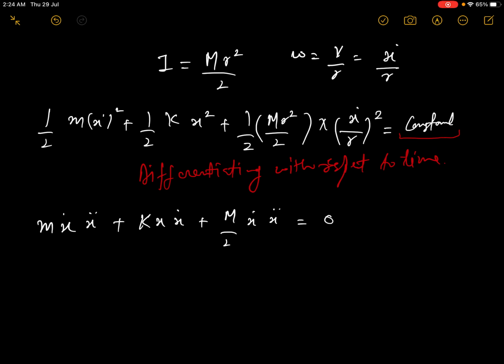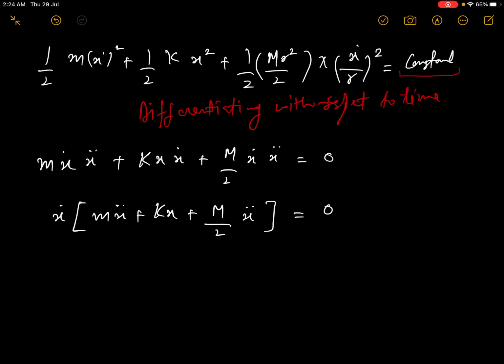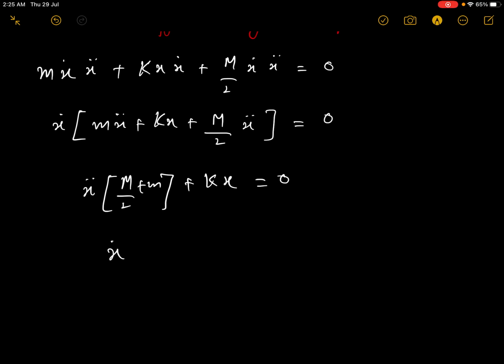So let's simplify it further. We'll take x dot out: m x double dot plus k x plus m by 2 x double dot equals 0. Now let's rearrange it. You can write x double dot times m by 2 plus m. So now we'll try to bring it into the standard form by dividing both sides by m by 2 plus m.